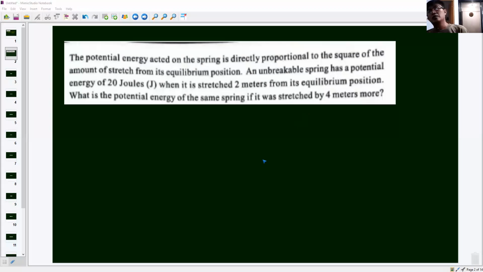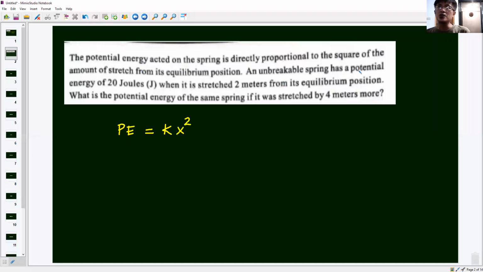Okay. The rest of you can send your answers. Kel admitted he was wrong, since the others agree. Okay, let's see. The answer they have is 180 joules, but let's see. Potential energy is directly proportional, with constant of variation K, to the square of the amount of stretch. So let that stretch be x squared.